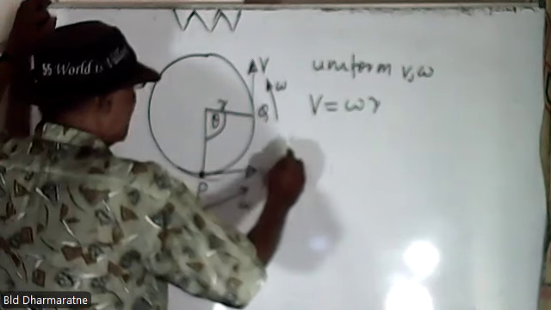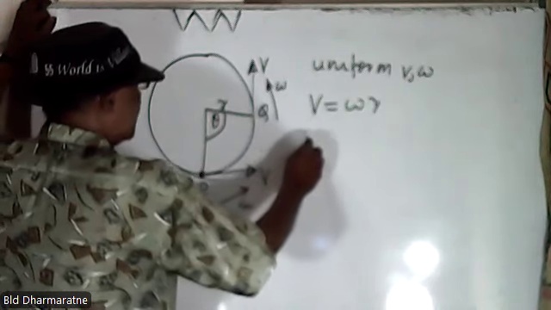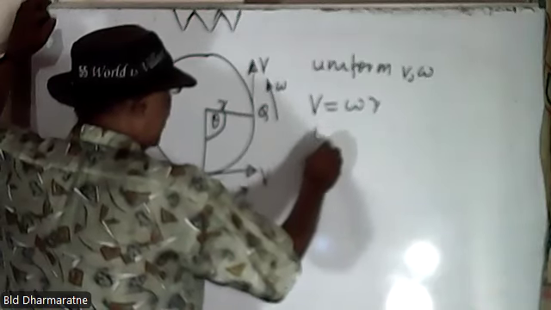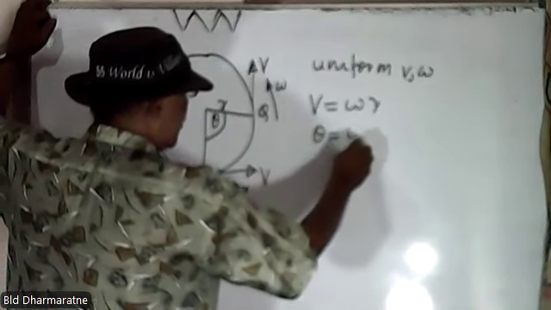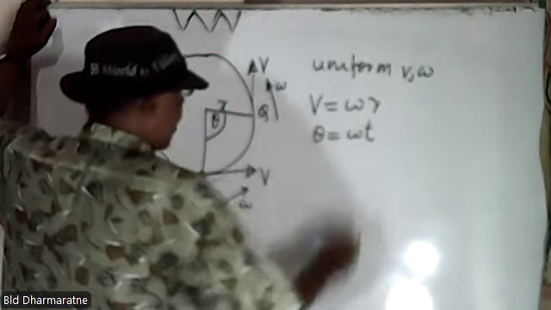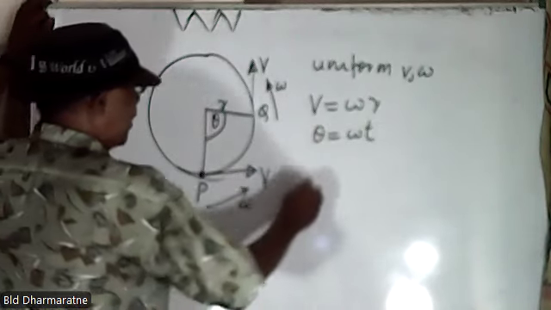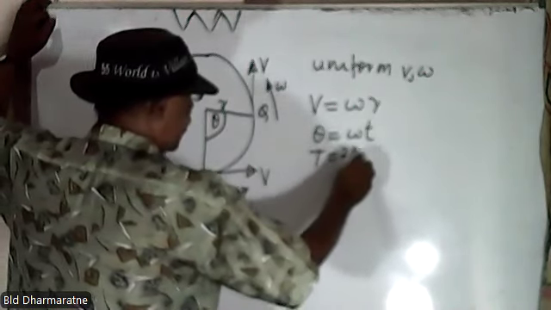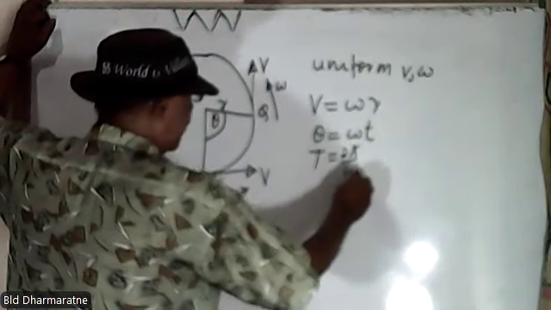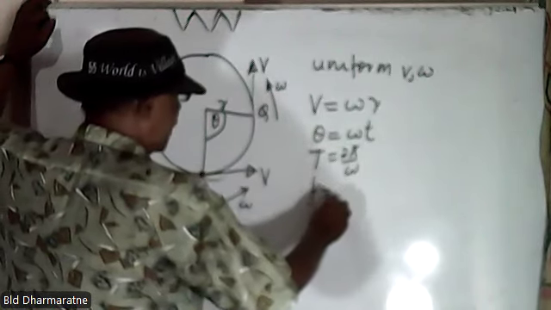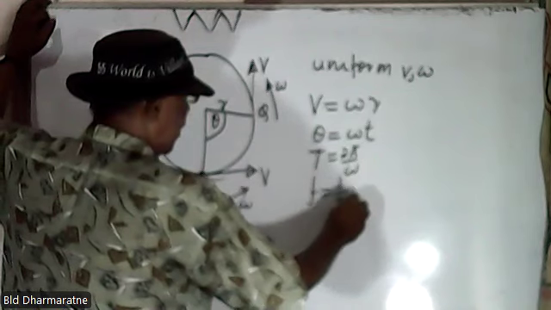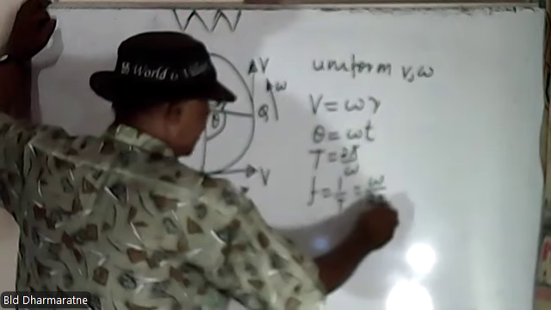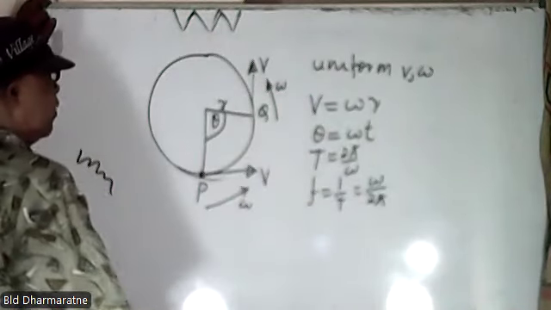Another one: theta equals omega T, the angular displacement equation. The periodic time T equals 2 pi over omega, and frequency f equals 1 over T, which you can calculate as omega over 2 pi. These are the formulas for the uniform condition.